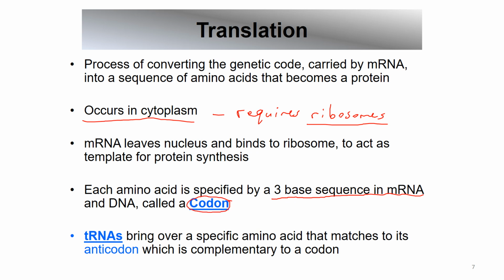Then we're going to see tRNAs come over and bring over a specific amino acid. tRNA is just another molecule, an RNA molecule. On the tRNAs, we're going to see that it has 3 bases on the bottom part. Those 3 bases on its bottom are called the anticodon. Okay, so know that tRNAs carry over an amino acid, and it contains the anticodon.